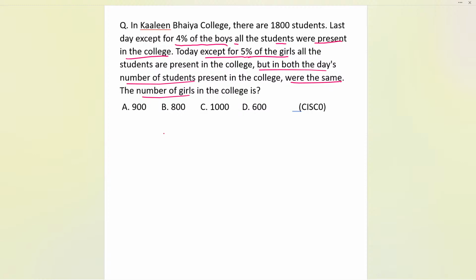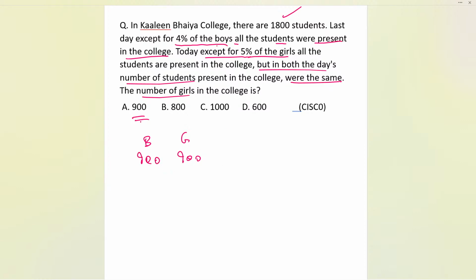Let me tell you what we are going to do. We don't know the exact number of girls or boys, so we can take the options. Let us take 900 girls. Then the boys will be 1800 minus 900, which is again 900.